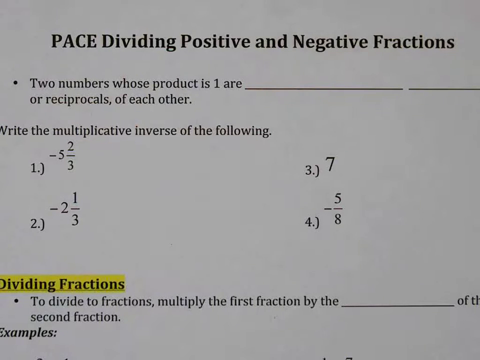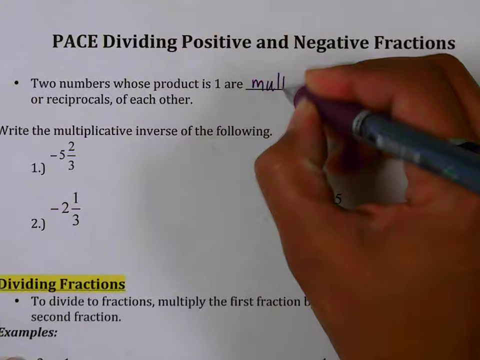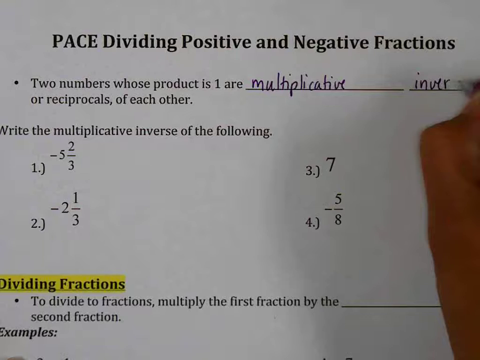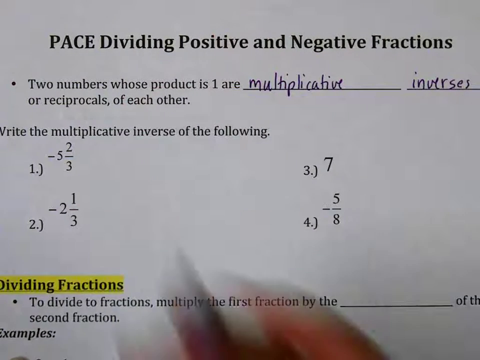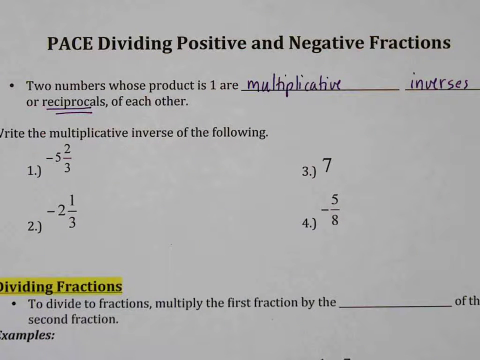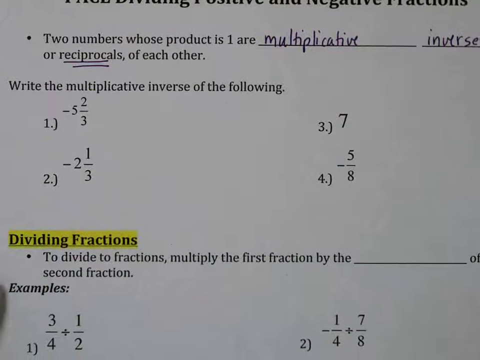Today we're going to divide positive and negative fractions. Two numbers whose product is 1 are multiplicative inverses, or you may be familiar with the term reciprocals of each other. Remember that product is the answer to a multiplication problem. So when you multiply two numbers and their answer is 1, those two numbers are multiplicative inverses or reciprocals of each other. We have to be able to do this in order to divide fractions.